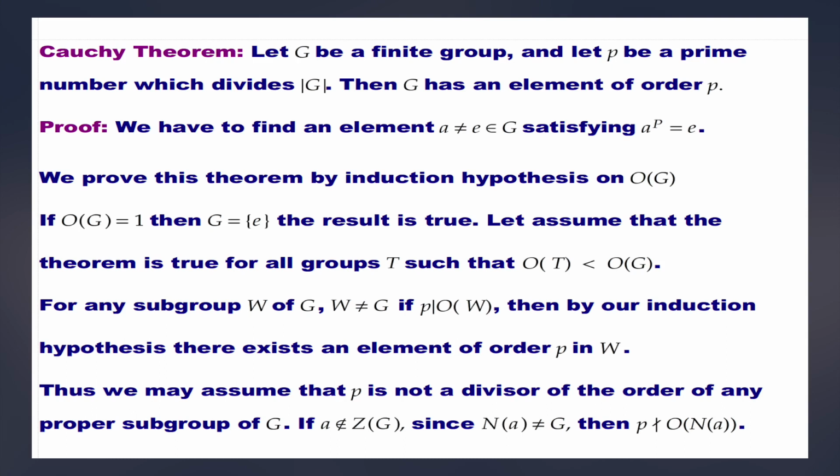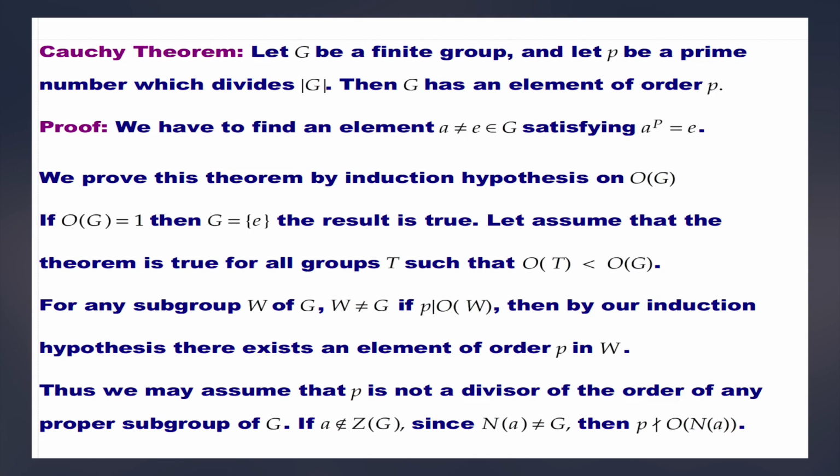Let us see Cauchy's theorem. Cauchy's theorem states: let G be a finite group and let P be a prime number which divides the cardinality of G. Then G has an element of order P. Let us prove this. We have to find an element A not equal to E in G satisfying A power P equal to E.